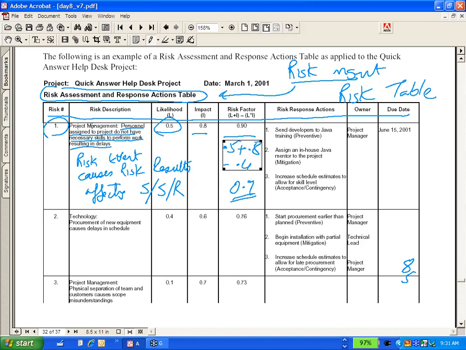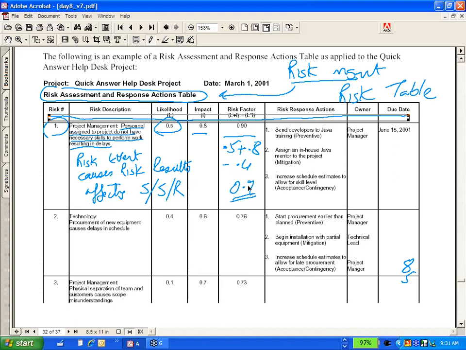So likelihood 0.5 plus impact 0.8 minus 0.5 times 0.8: 1.3 minus 0.4, 0.9. You did the BODMAS wrong, buddy. You know BODMAS? How many people know BODMAS? Bracket, of, division, multiplication, addition, subtraction. What you must have done in your calculator is L plus I minus L times I, so your minus got attached to this I. You have to first multiply the two things and then subtract from 1.3.